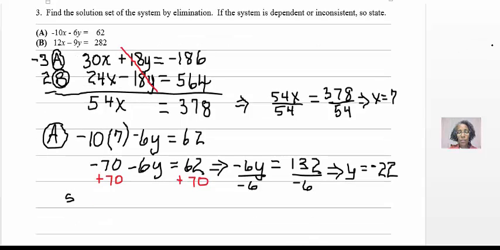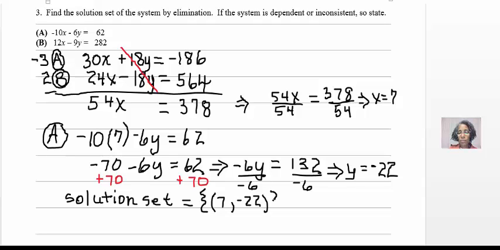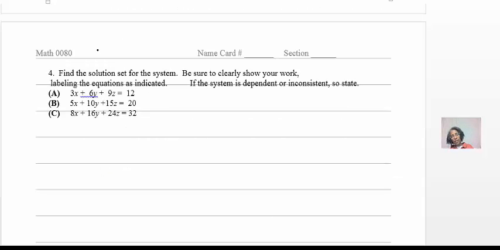And so I have found my solution. I can actually check this by going back and making sure if x is 7 and y equals -22, both equations are made true. So my solution set contains the ordered pair 7, -22.